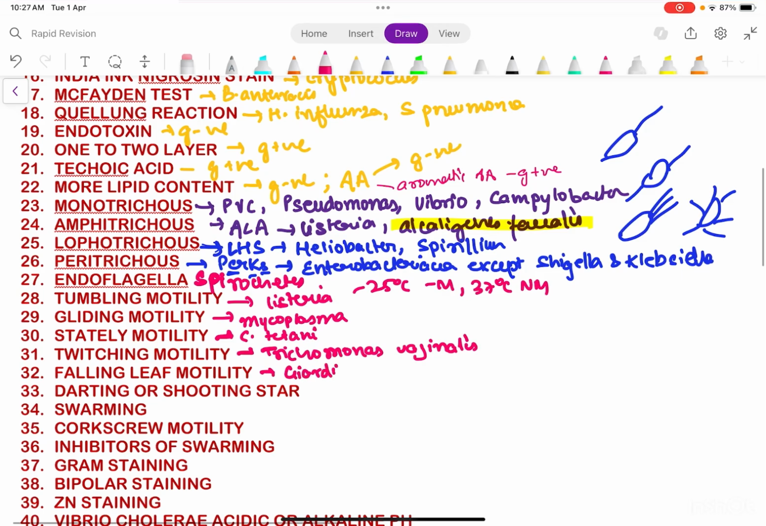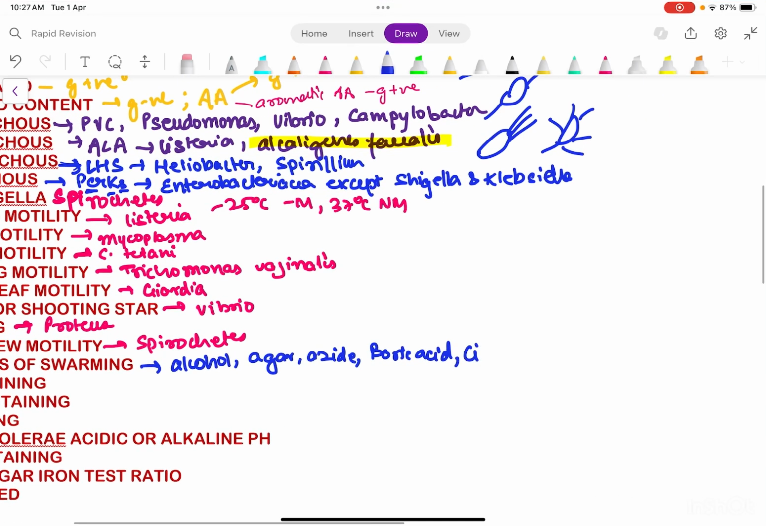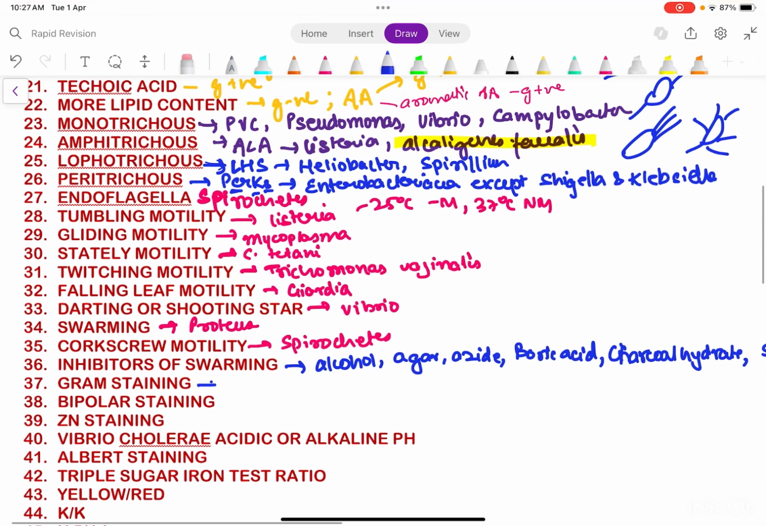Then falling leaf motility is seen in Giardia, darting or shooting star motility in Vibrio, swarming in Proteus, and corkscrew motility in spirochetes. Then sometimes they ask us about the inhibitors of swarming. So they are alcohol, then agar, azide, then from B, boric acid, then from C, charcoal, chloral hydrate, then from S, surface active antigens.